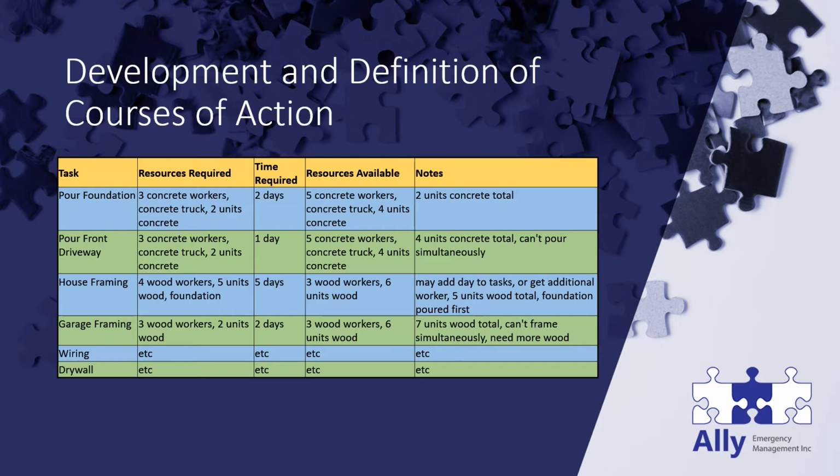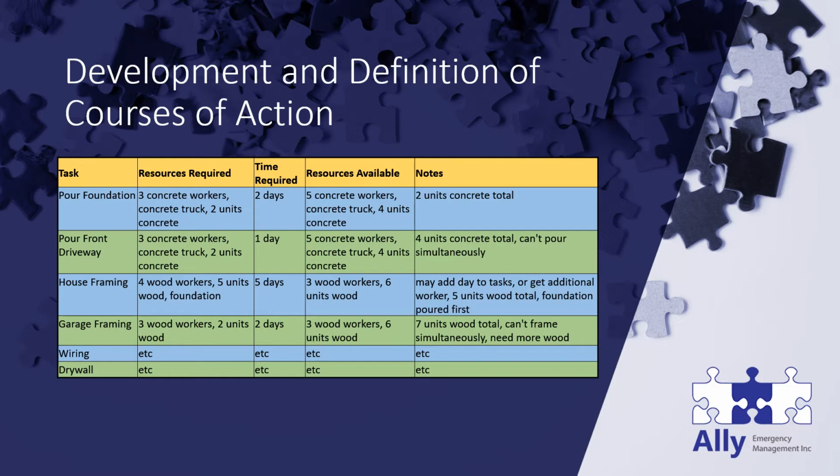So let's take a look at the first task, which is pour foundation. We've assessed that in terms of resources, we need 3 workers who specialize in concrete. We need a concrete truck, and we need 2 units of concrete. And it's going to take 2 days. We know that we have 5 workers, a concrete truck, and 4 units of concrete. So everything looks good.